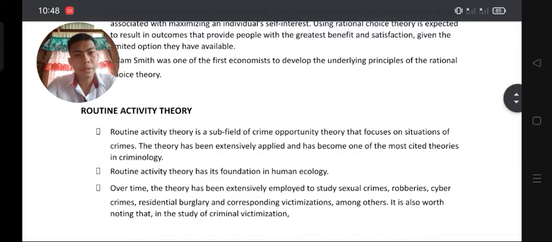Routine activity theory. Routine activity theory is a subfield of crime opportunity theory that focuses on situations of crimes. The theory has been extensively applied and has become one of the most cited theories in criminology. Routine activity theory has its foundation in human ecology. Over time, the theory has been extensively employed in the study of sexual crime, robberies, cybercrimes, residential burglary, and corresponding victimizations, among others. It is also worth noting its use in the study of criminal victimization.